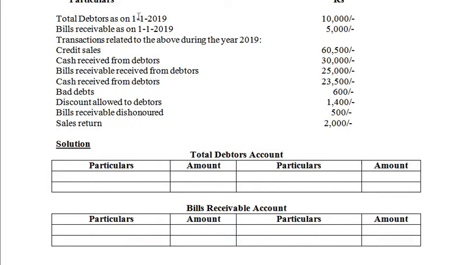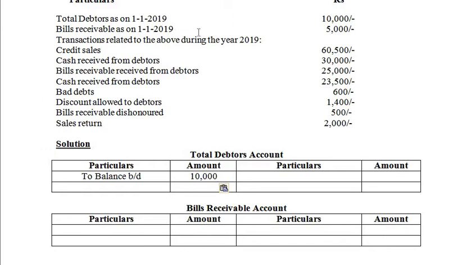Yes, total debtors as on 1/1/2019, which is 10,000 rupees. So this is nothing but the opening balance of debtors. So where will you take this? To the debtors account. So to balance brought down, and the amount is how much? 10,000. So write down the amount as 10,000.